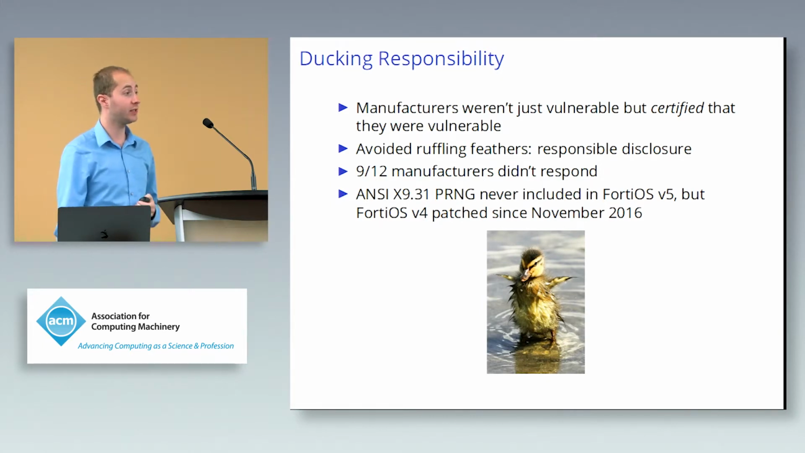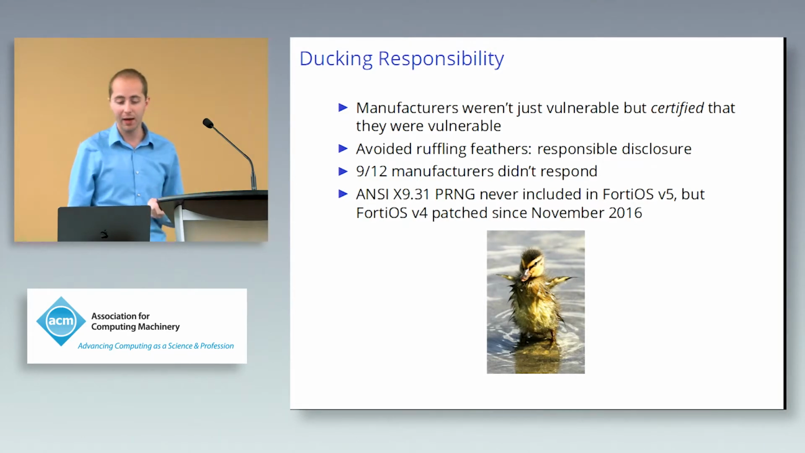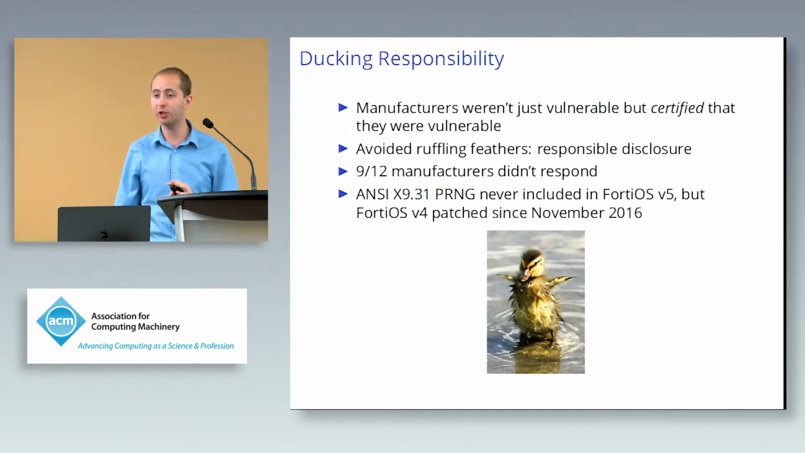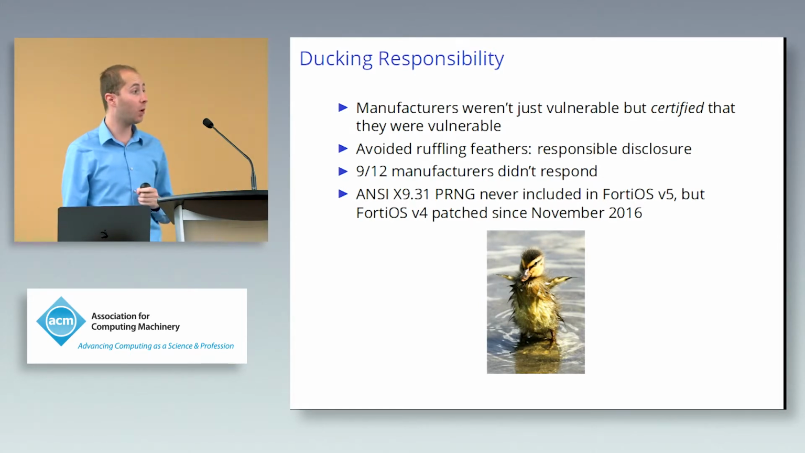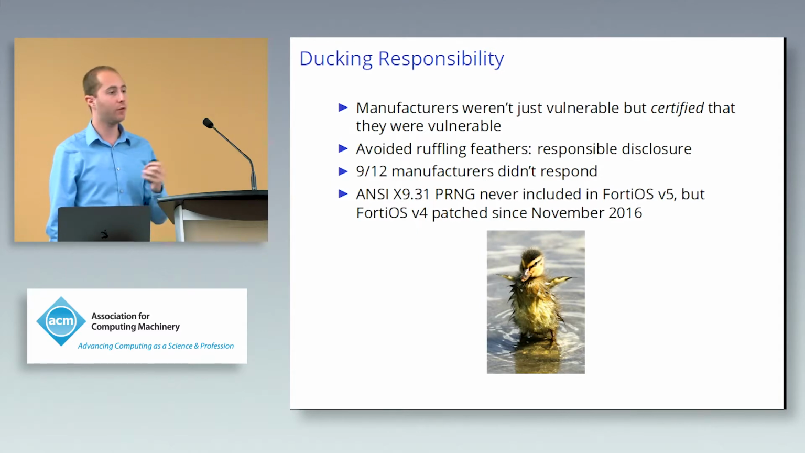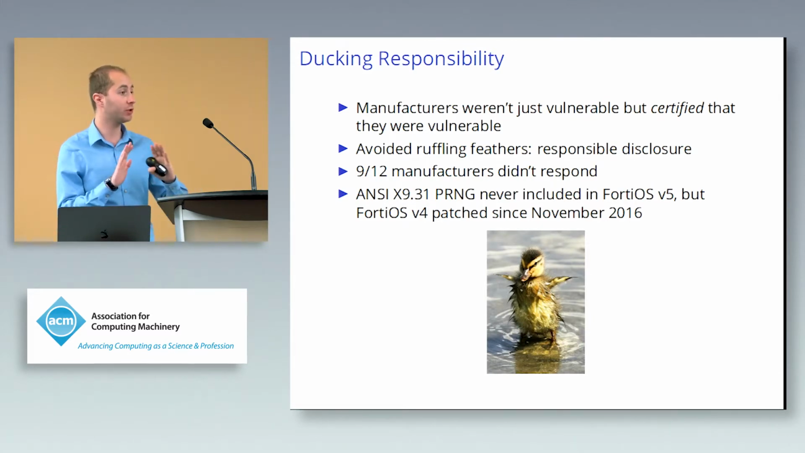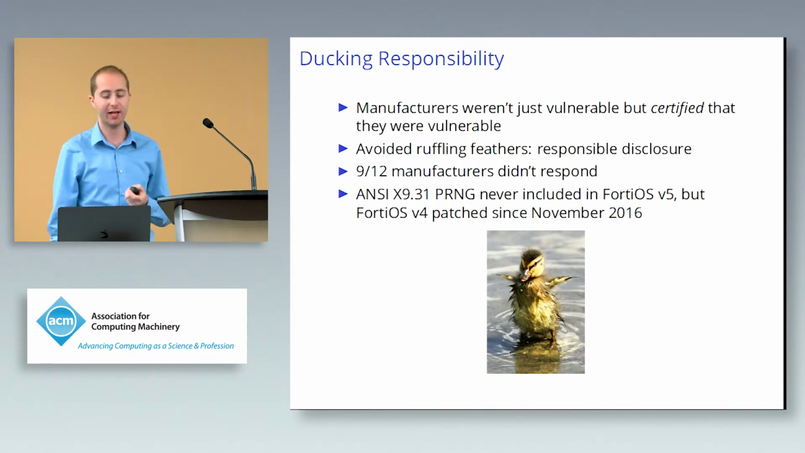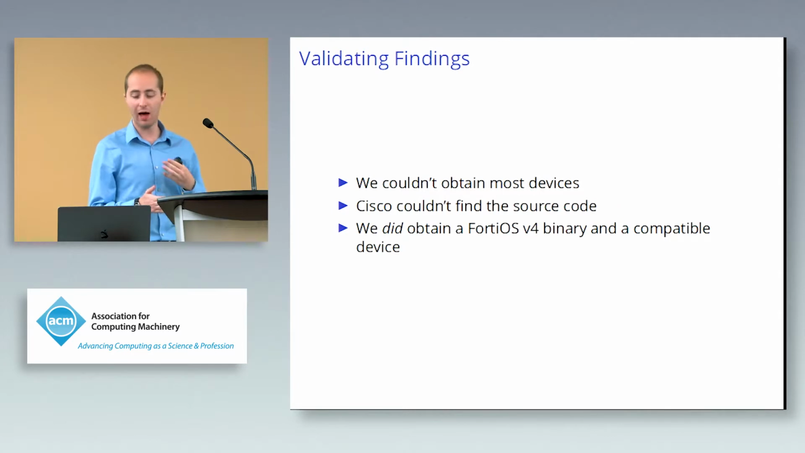One of the manufacturers that did respond, however, was Fortinet, and they worked productively with us. And they let us know that the ANSI X9.31 random number generator was not included in modern versions of their software, but yes, was included in prior versions from version 4 up to version 5, for which they released an end-of-life patch. So the product was already deprecated, but they were still willing to offer a patch in order to protect their customers. So we now wanted to validate our findings.